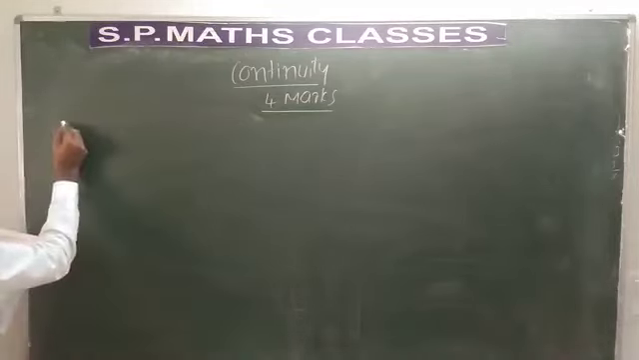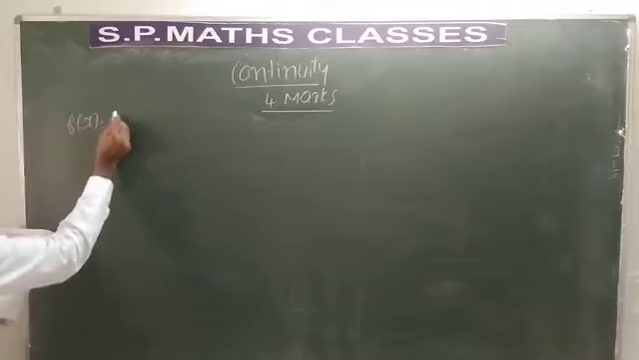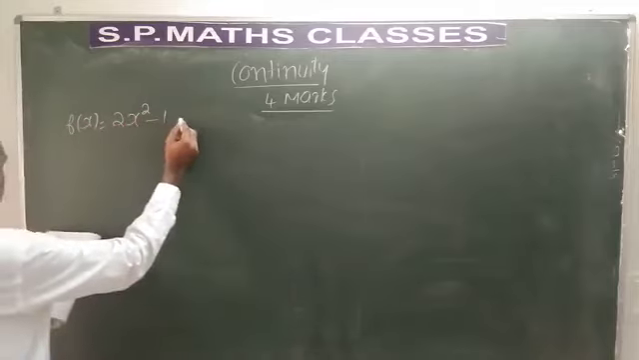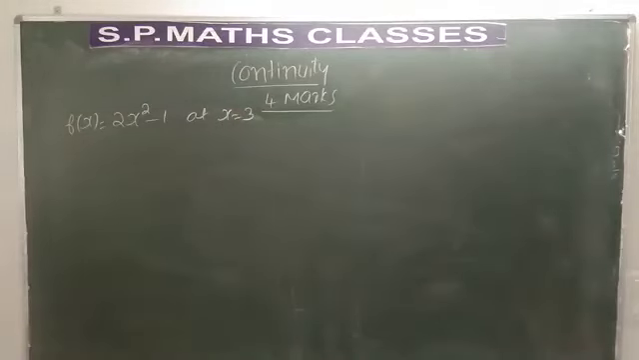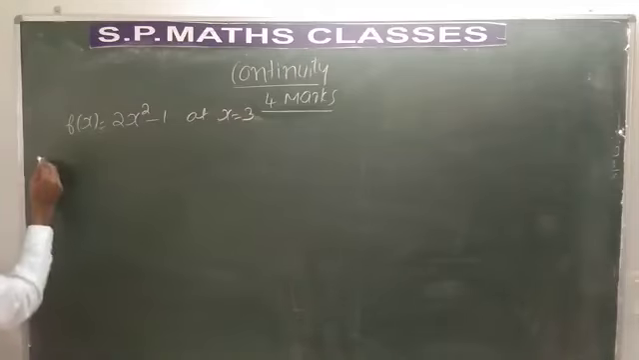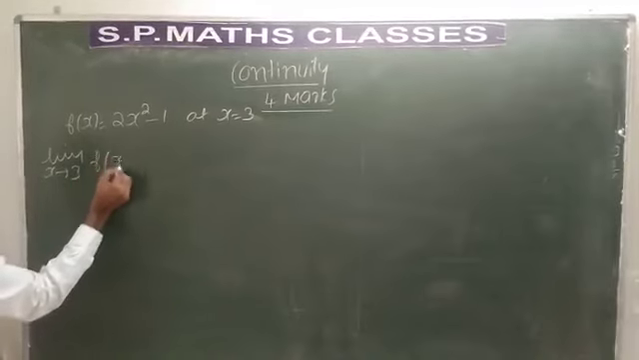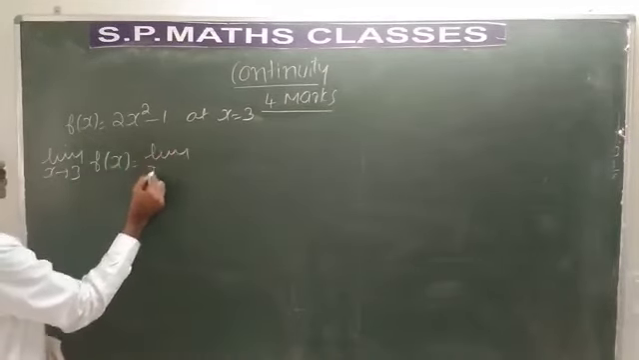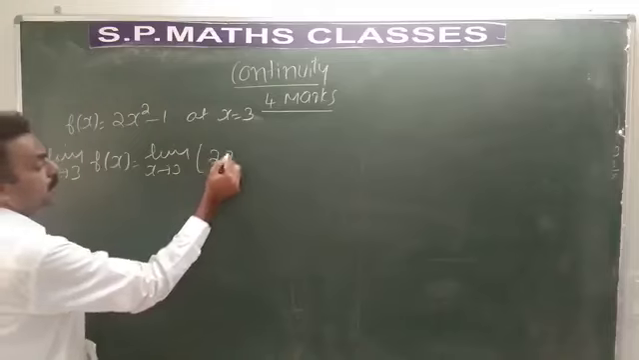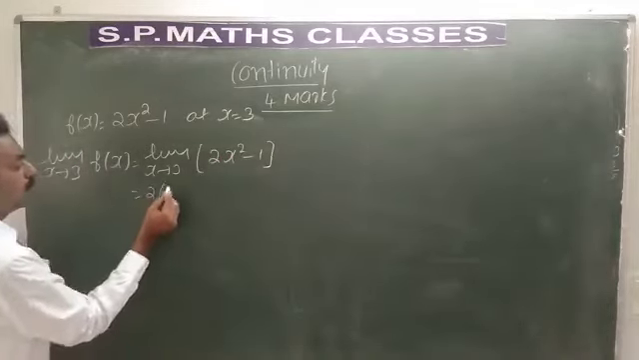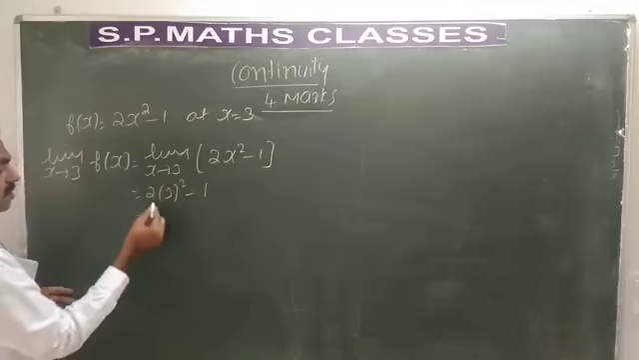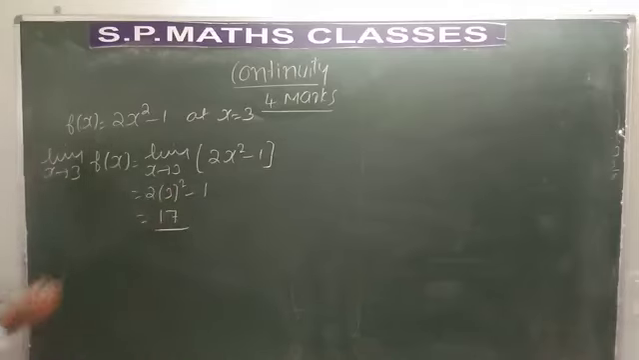Examine the continuity of the function f of x is equal to 2x squared minus 1 at x is equal to 3. So you need to calculate this. f of x is equal to 2x squared minus 1. Let us take the limit as x tends to 3 of f of x, which is nothing but 2x squared minus 1. I think you have understood this. So let us substitute: 2 into 3 squared minus 1, 18 minus 1, it is equal to 17.